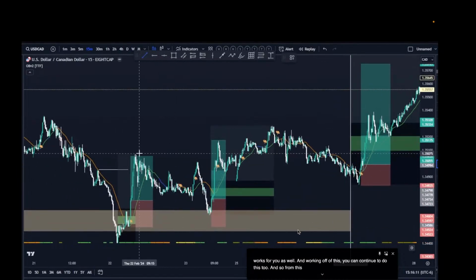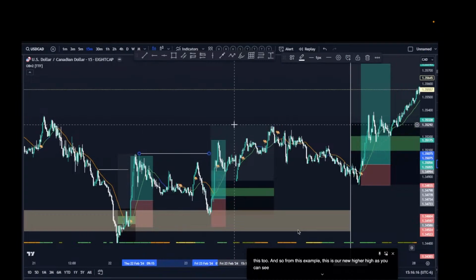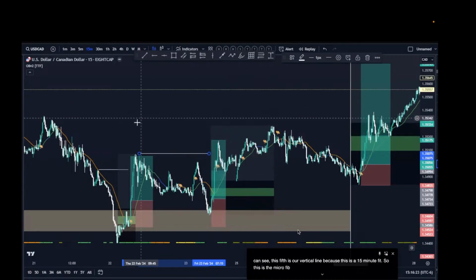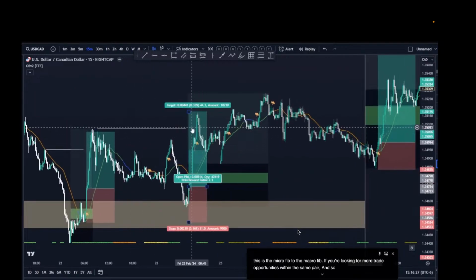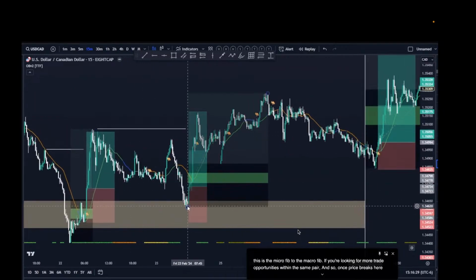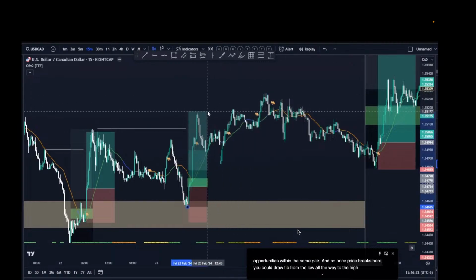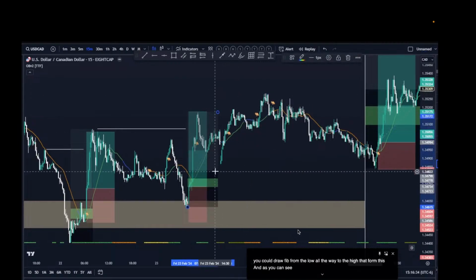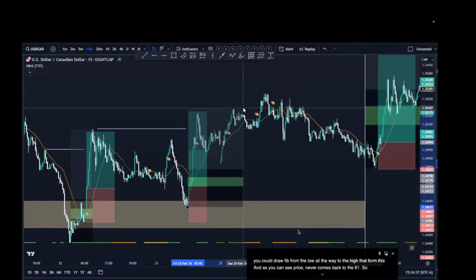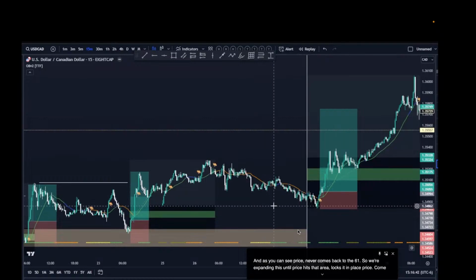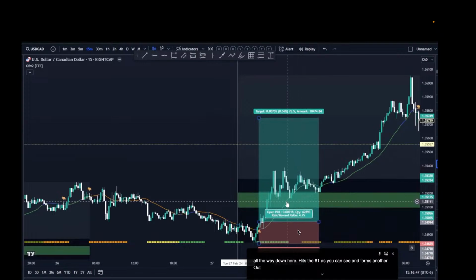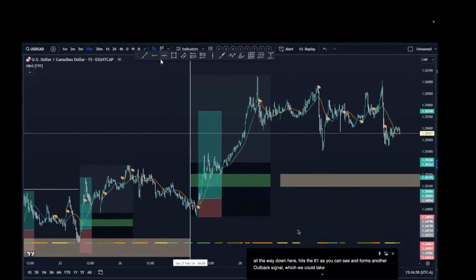And so from this example, this is our new higher high. As you can see, this fib doesn't have a vertical line because this is a 15-minute fib. So this is a micro fib to the macro fib if you're looking for more trade opportunities within the same pair. And so once price breaks here, you could draw a fib from the low all the way to the high that formed this. And as you could see, price never comes back to the 61. So we're expanding this until price hits that area and locks it in place. Price comes all the way down here, hits the 61, as you could see, and forms another outback signal, which we could take. And it's rinse and repeat.